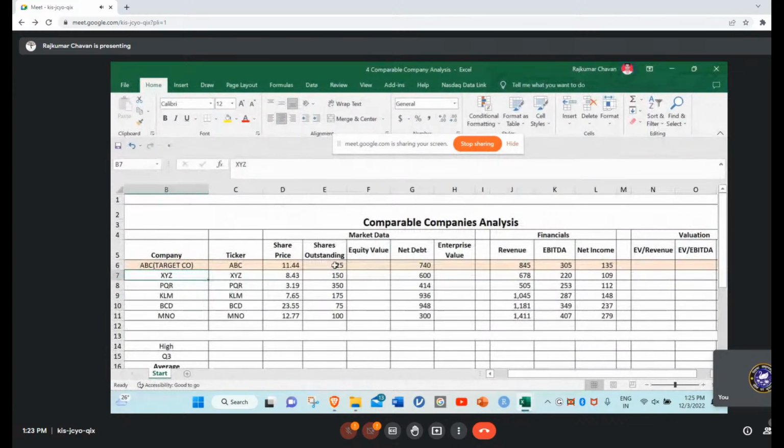Next model, comparable company analysis. Let us do this simple model. What is this model? One small 1 minute introduction I will give you, then we can go on. There are two or more companies. One company is called the target company, and the remaining companies are called similar or competitor companies.